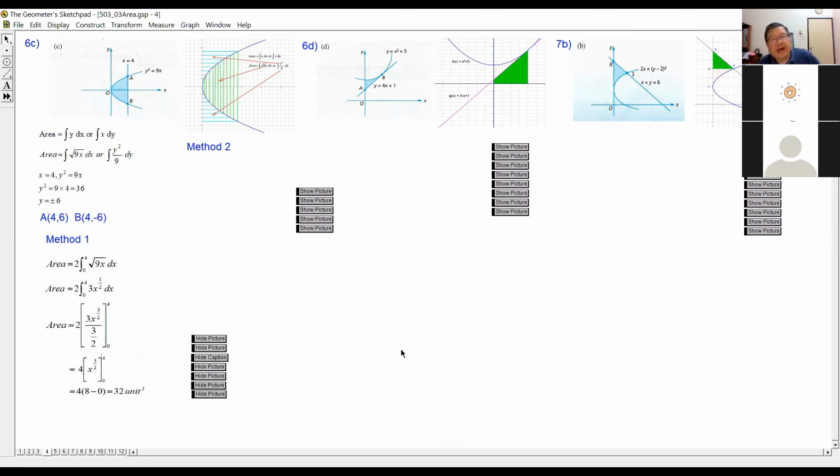Any question regarding this first method, where you use the area between the curve and the x-axis? So you have to integrate y dx.